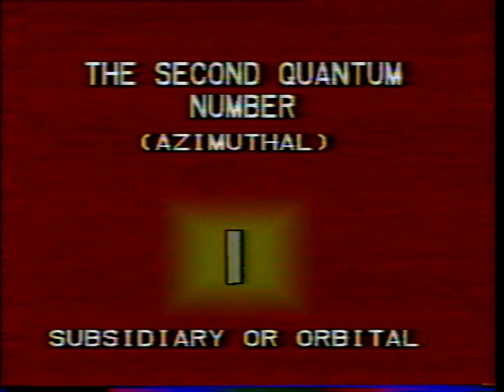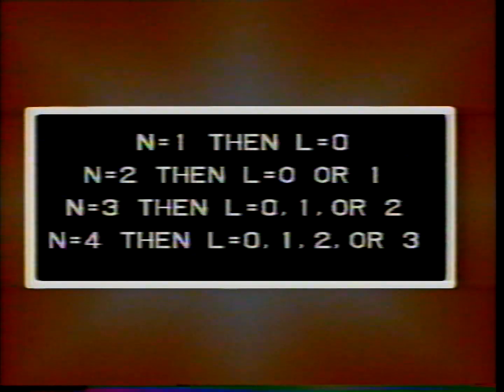The second quantum number, L, is known as the azimuthal quantum number. It is sometimes called the subsidiary or orbital quantum number. The limits of L are from 0 to n minus 1. Shown here, if n is equal to 1, then L is equal to 0. If n is equal to 2, then L can be 0 or 1. If n is 3, L may be 0, 1, or 2. If n is 4, L may be 0, 1, 2, or 3, and so on.